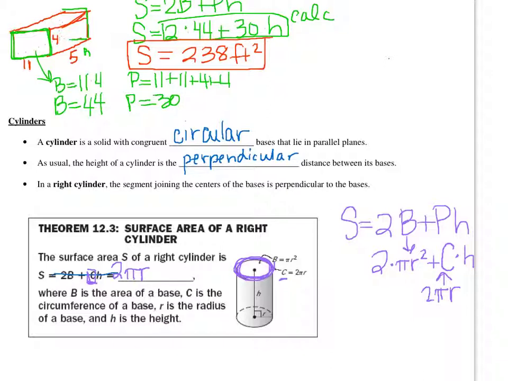You could write 2 times pi r squared plus 2 pi r times the height. That's another way you could write this. And this is just saying this is my base. It's the area of a circle. And this is my perimeter of that circle. So let's use this. Let's turn the page.